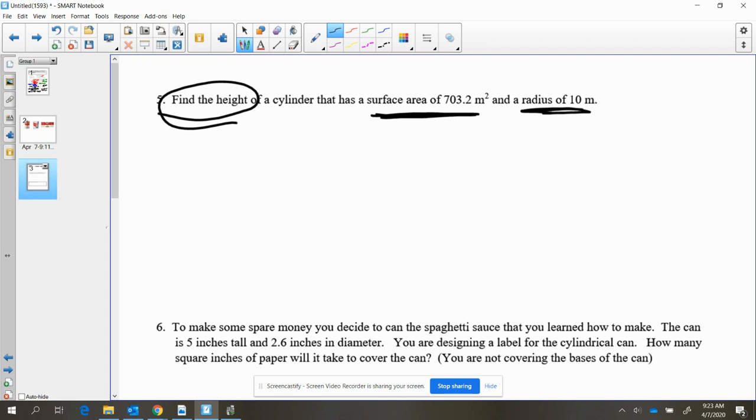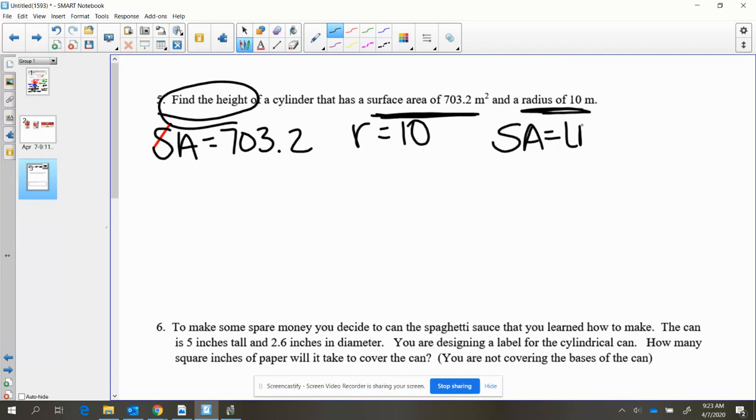So notice a couple things that they are giving us here. They're giving us the total surface area is 703.2. They're giving us the radius. What we need to do is take that surface area formula and we need to find for ourselves what that height would be. Now notice the way I wrote the surface area formula right now, there isn't a height included, right? That lateral area plus 2 pi r squared, there isn't any height in there, right? We don't see h.